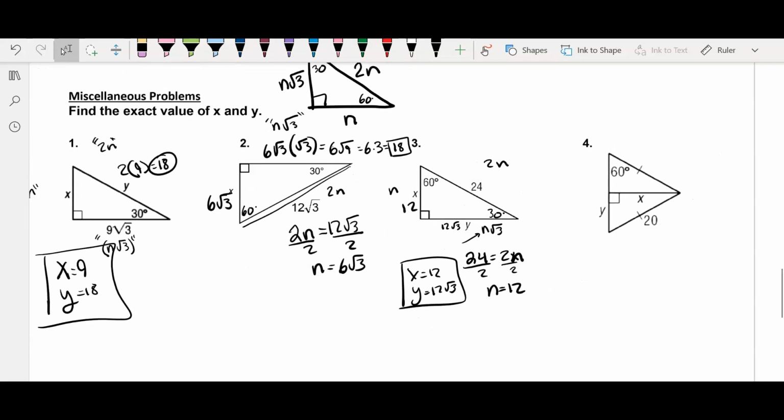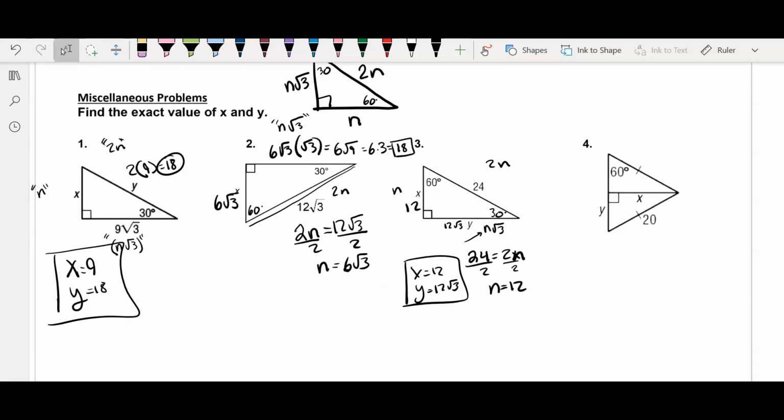Okay. The next one here, we know that this whole side is 20. But remember, as a whole triangle, all of these are the same degree, which means they're equilateral. So this side is 20, and the full side here is also 20. But since we drew that altitude in here, it's going to be divided by 2. So this is 10, and this is 10. So looking at the individual triangle, we know y equals 10.